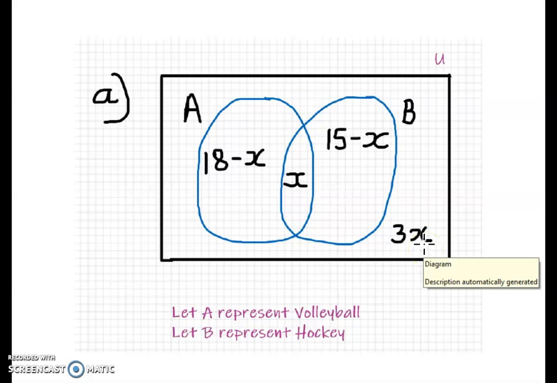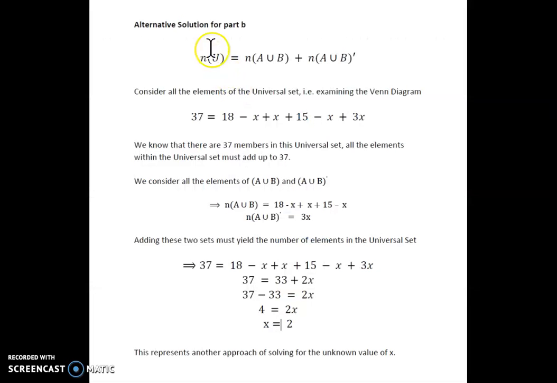We know all the elements within this universal set must add up to 37. So you see 18 minus X plus 15 minus X plus 3X must add up back to 37. So we have an alternative solution for part B. Now this alternative solution relies on this formula.